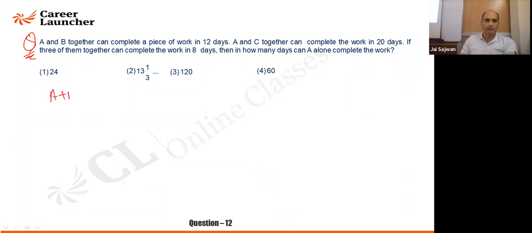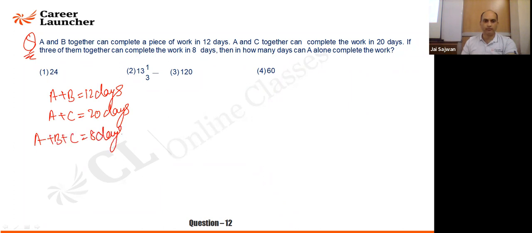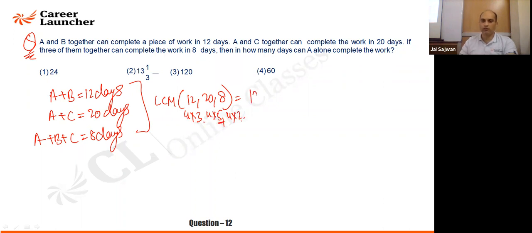A plus B, A and B are going to complete a work in 12 days. A and C can complete a job in 20 days. And A, B, C can complete a job in 8 days. I'll take a number which is a common multiple of them, that is the LCM of 12, 20 and 8. I know it is 4 threes are 12, 4 fives are 20, 4 twos are 8. So 4 threes are 12, 5s are 60, 6 twos are 120 units of the work I can consider.